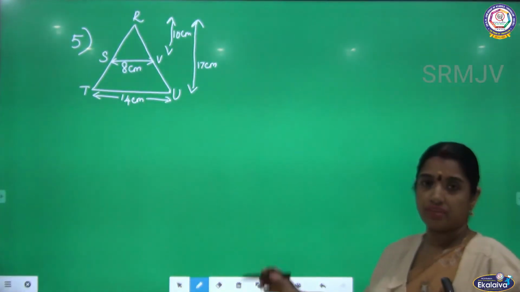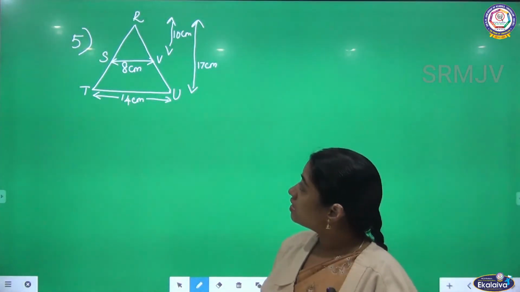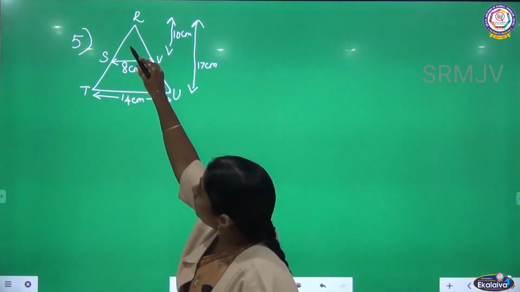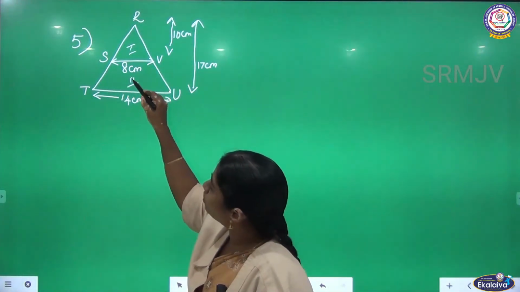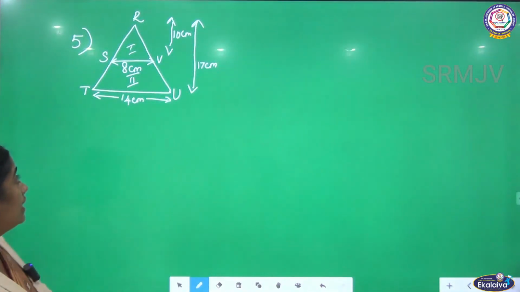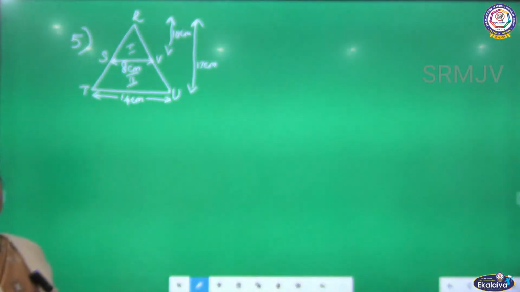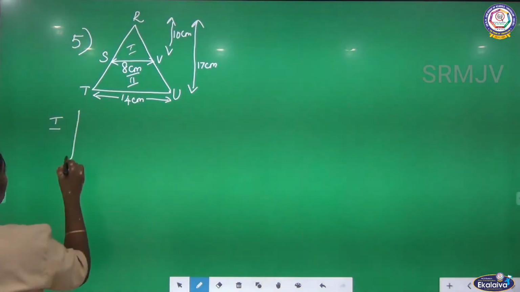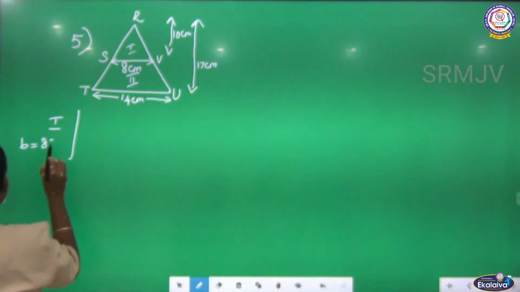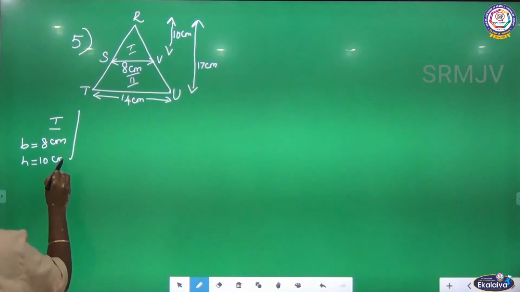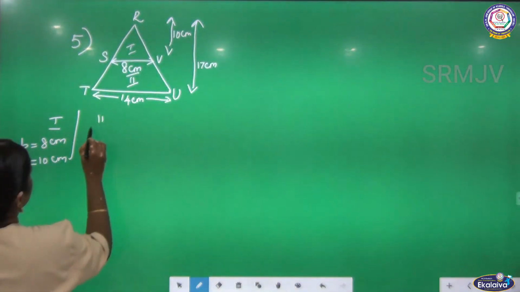See this triangle. So a triangle inside a triangle. So I can split that into 1 and 2. Obviously for the triangle, what we have to know is the base and height, because the area of a triangle formula is half into base into height. See, for figure 1, I am going to write the base is 8 centimeter and the height is 10 centimeter.